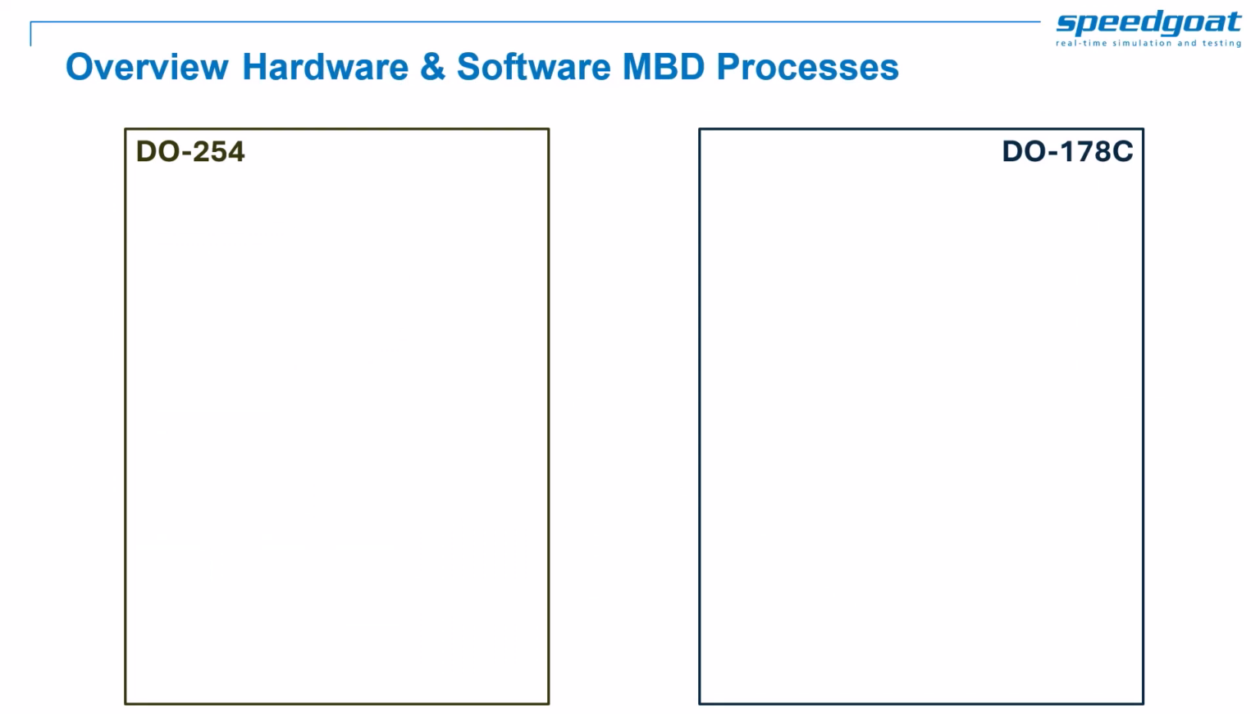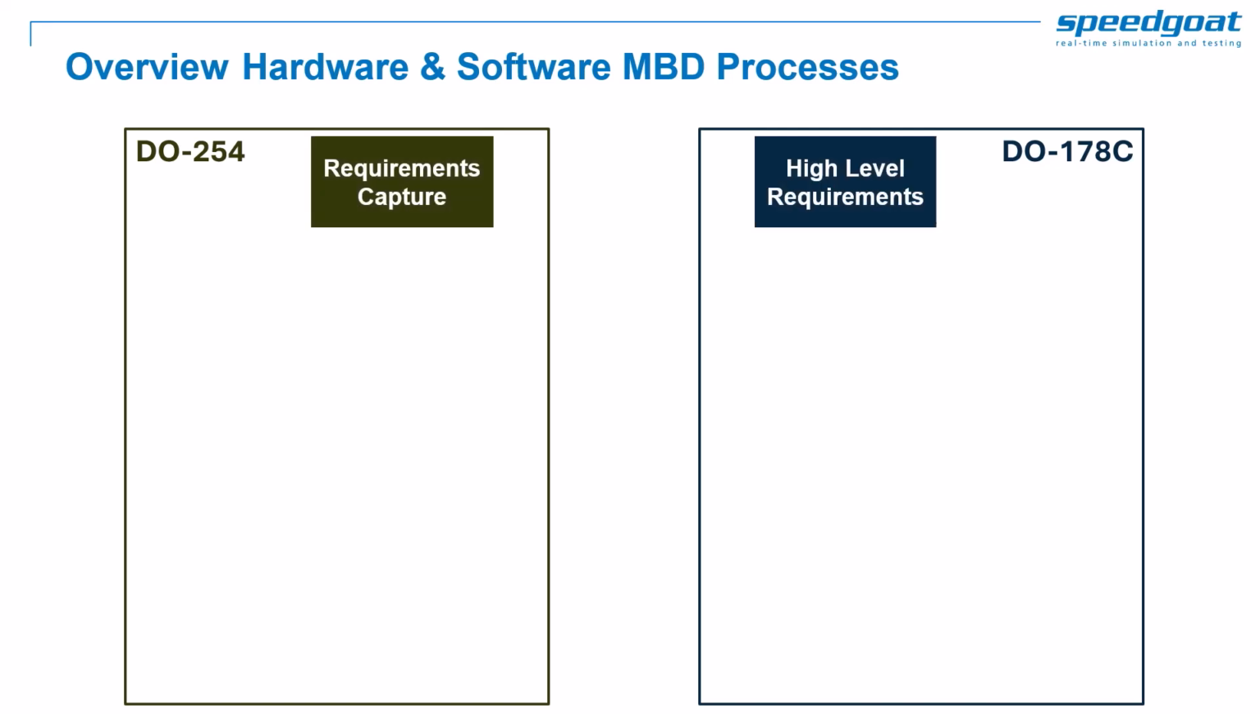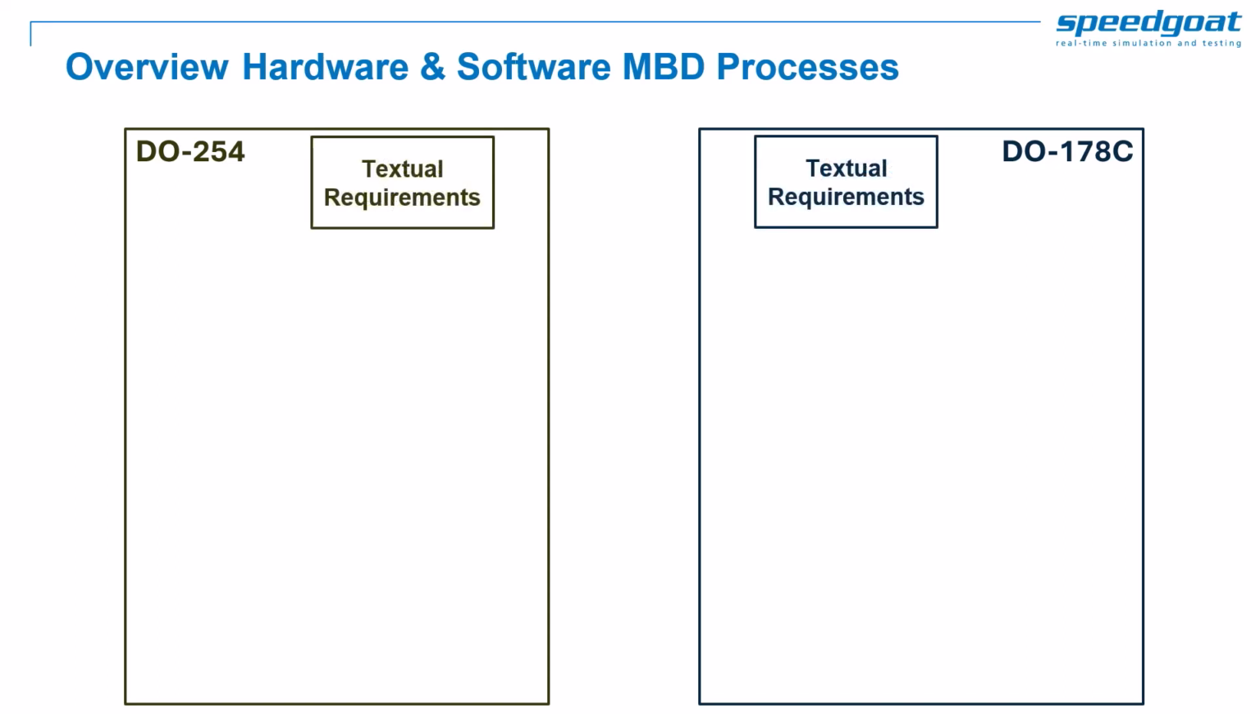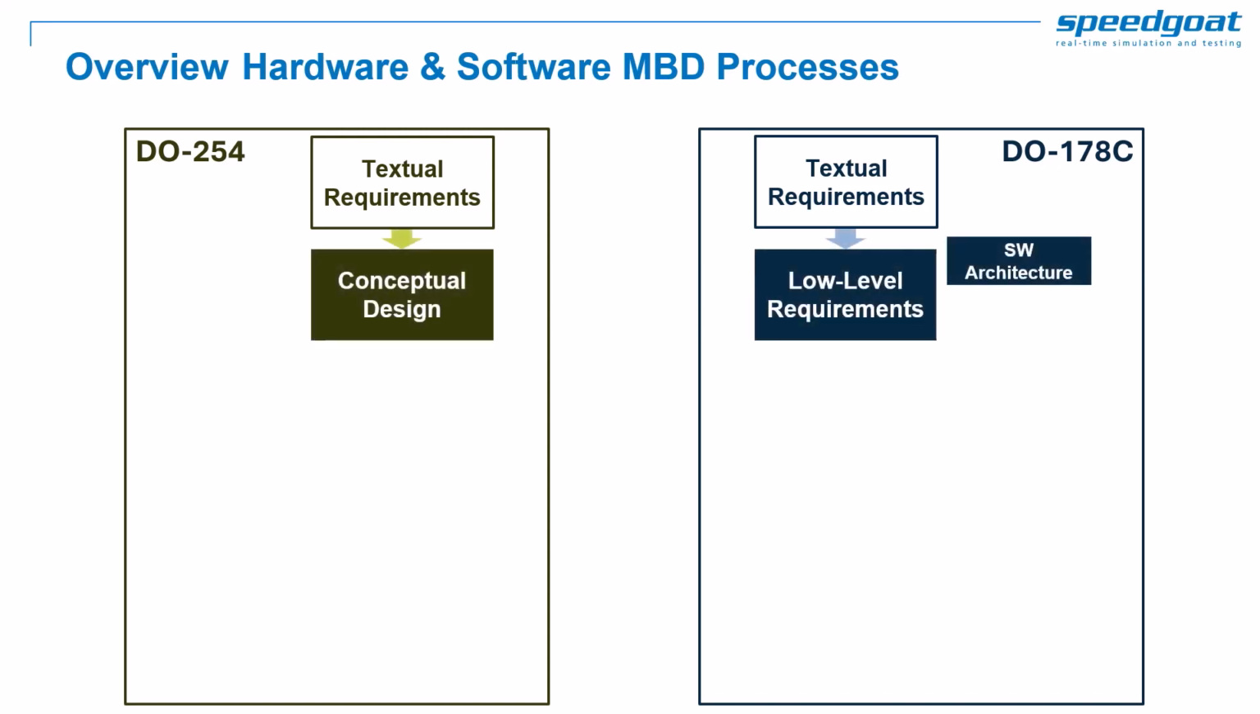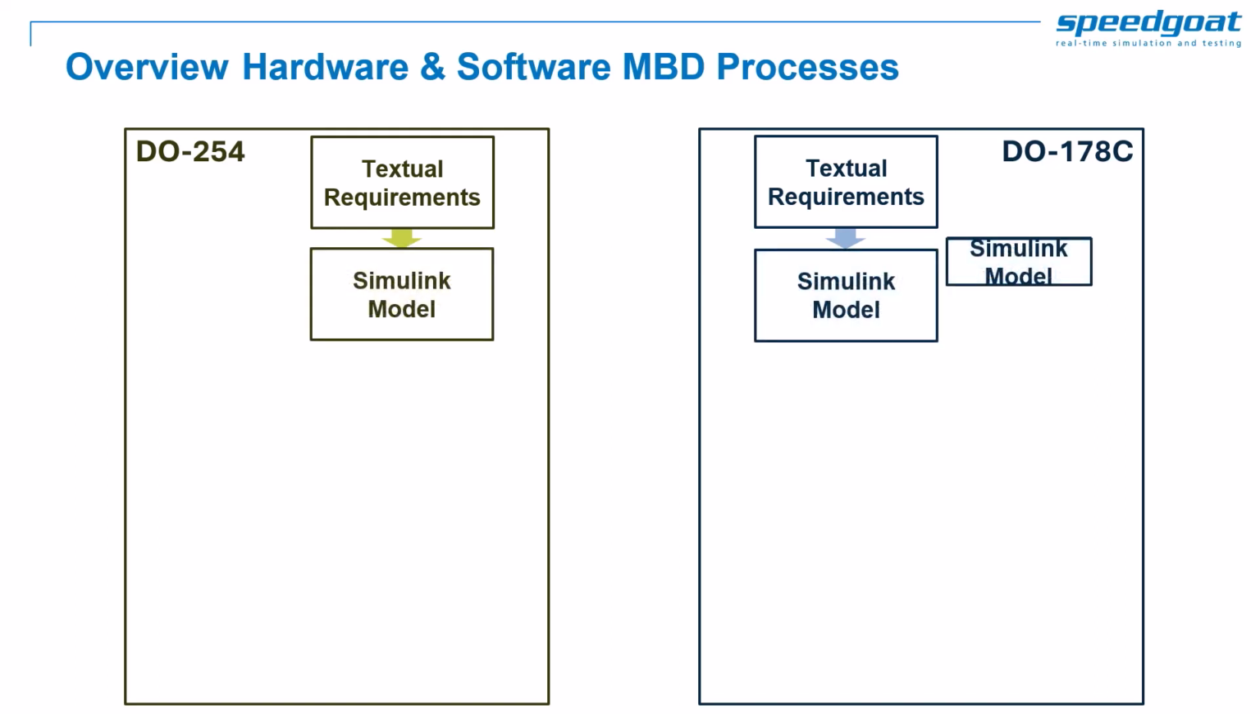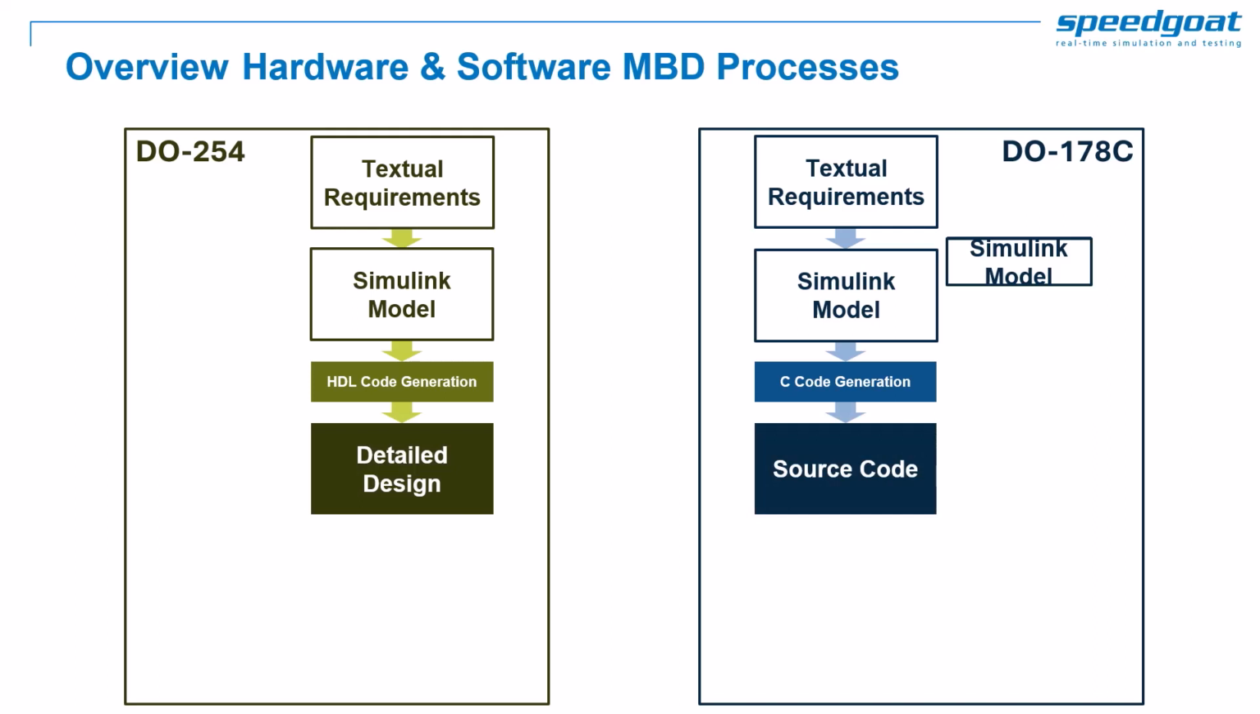Those standards were written in the same framework, although the DO-178C was earlier. In both cases, we start with requirements capturing. Those are usually implemented doing textual requirements capturing. After knowing the requirements, you move on to conceptual design and low-level requirements. In both hardware and software cases, this can be done using Simulink models. From Simulink, you can automatically generate HDL code for your hardware or C code for your software. This leads to a detailed design or source code.